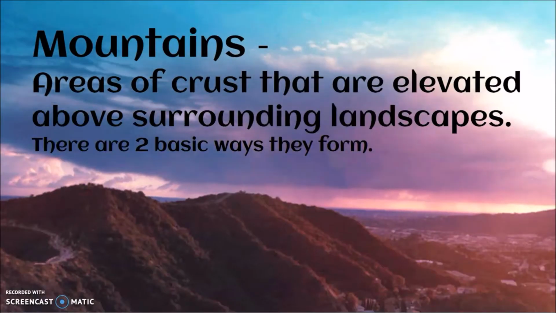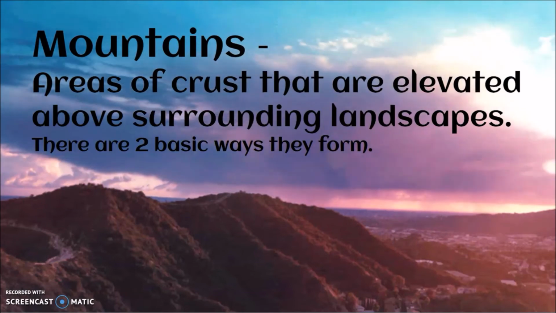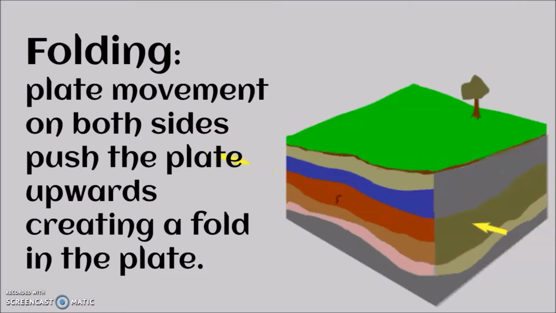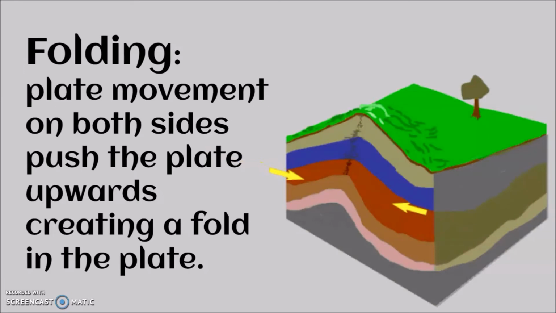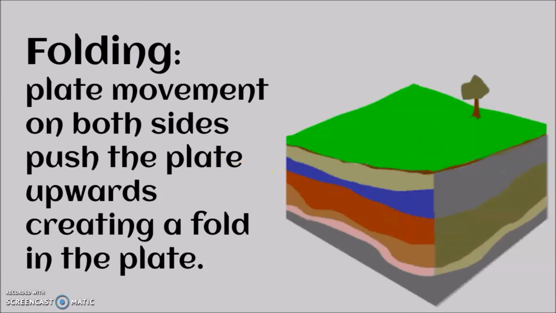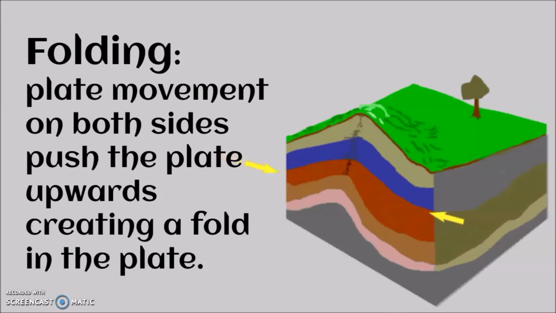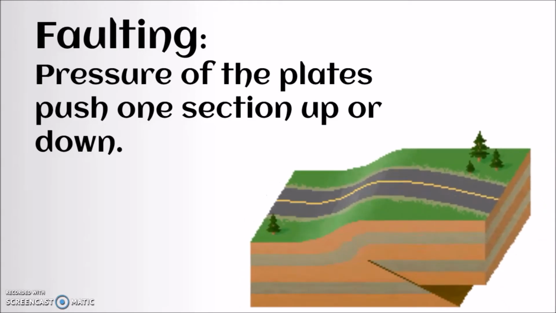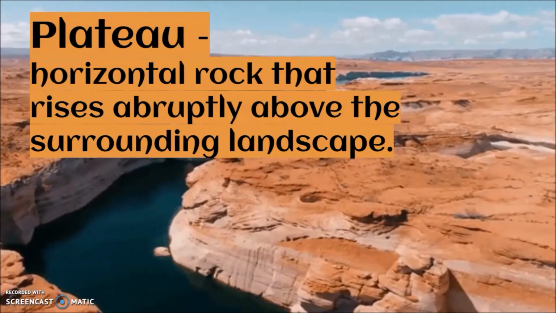Other types of land formations are mountains, areas of the crust that are elevated above the surrounding landscapes, and there are two basic ways mountains form. The first is called folding, for example at a convergent boundary, where plate movement on both sides will push a plate upwards, creating a fold in the plate. The second is called faulting, where pressure at both sides of a plate pushes one section up or down, for example at a transform boundary.